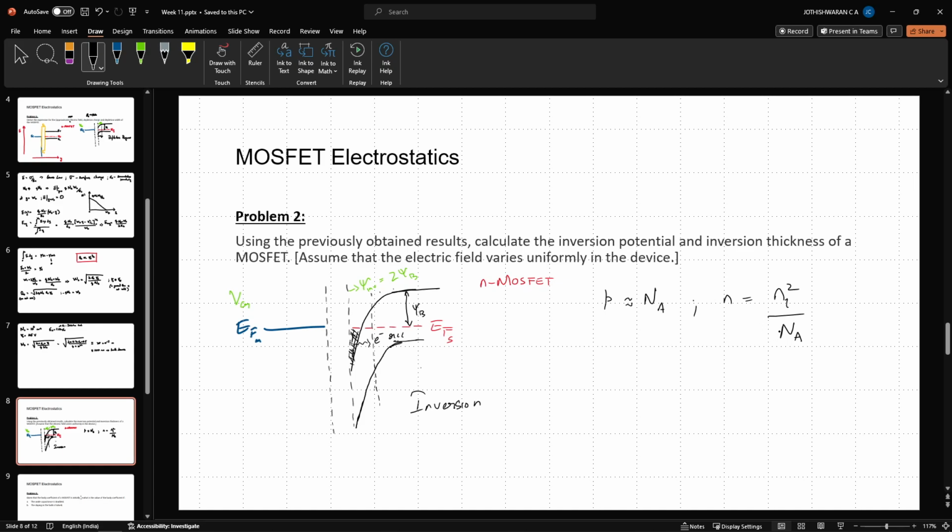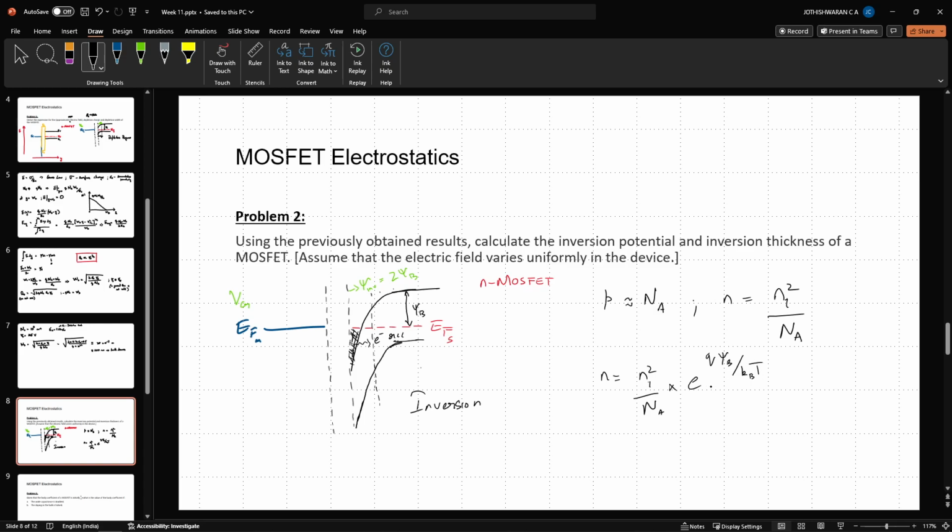Now, in the presence of a voltage, n is ni squared by Na into e to the power minus delta E by kBT. But delta E here is the negative charge multiplied with a positive voltage, so the negative and negative charges cancel out. So I'm going to get psi S divided by kBT. So this is what I get.